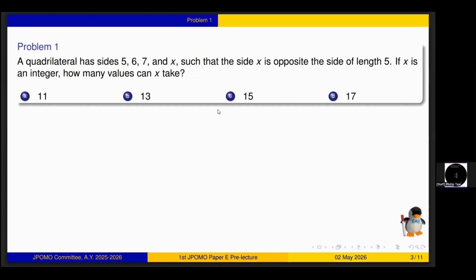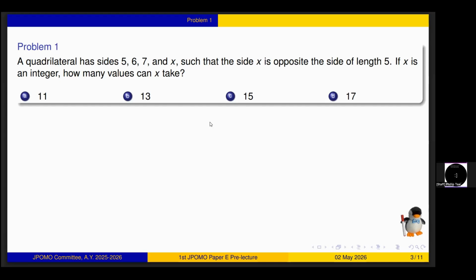Okay, so it seems like someone answered D. Is there any other answers? Okay, then I'll present the solution.